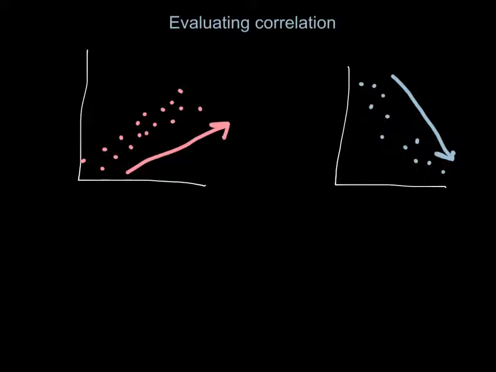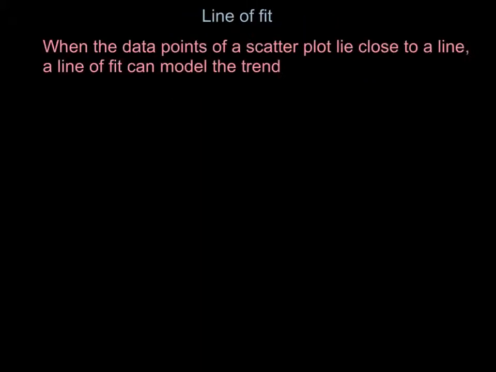And then the last correlation we can have is no correlation. And this is when the points of a scatter plot are just kind of randomly all over the graph, and there's no correlation, whether positive or negative, that you can see in the data. We can use scatter plots to see a trend in a set of data.